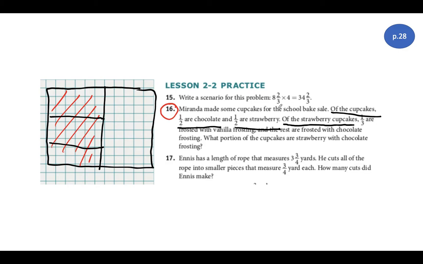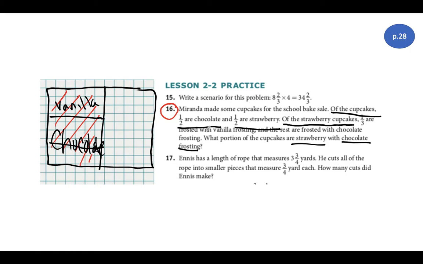So 1/3 are frosted with vanilla. So let's say these have vanilla frosting. The rest are frosted with chocolate. So both of these pieces are frosted with chocolate. What portion of the cupcakes are strawberry cupcakes with chocolate frosting?